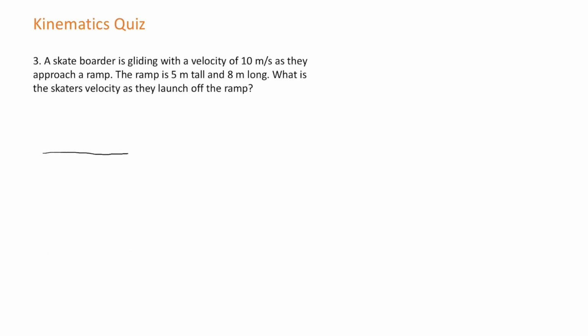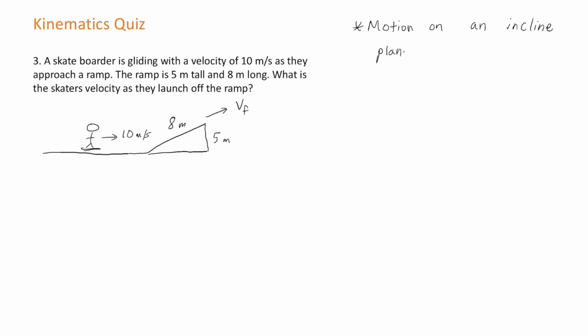Now for our final question, we have a skateboarder who's gliding with a velocity of 10 meters per second, and they're approaching a ramp. This ramp is 5 meters tall and 8 meters long, and we want to know what will the skater's velocity be as they launch off the ramp. Now this is motion on an inclined plane, so we know the acceleration will be equal to plus or minus g sin θ.